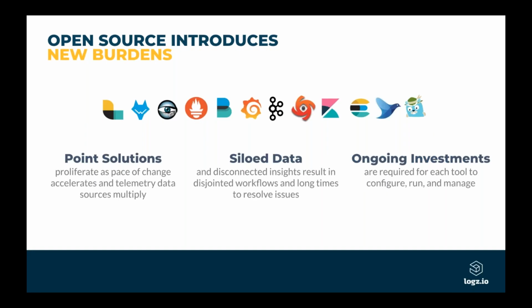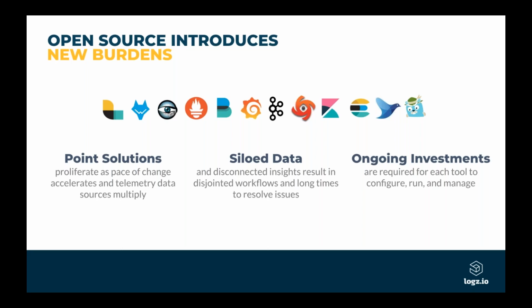While that may be the case, open source can introduce new burdens. One of those is that there are no open source solutions that are purpose built to monitor your logs, your metrics, and your traces. Right? You have the ELK stack, purpose built for logs. You have Grafana, purpose built for metrics. You have Jaeger, purpose built for traces. But when you have multiple different tools to gain observability into your environment, it creates the siloed data, which we see in the middle, right?